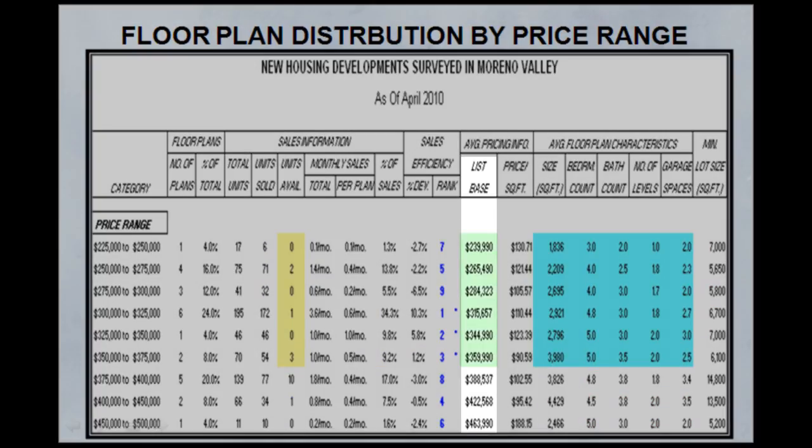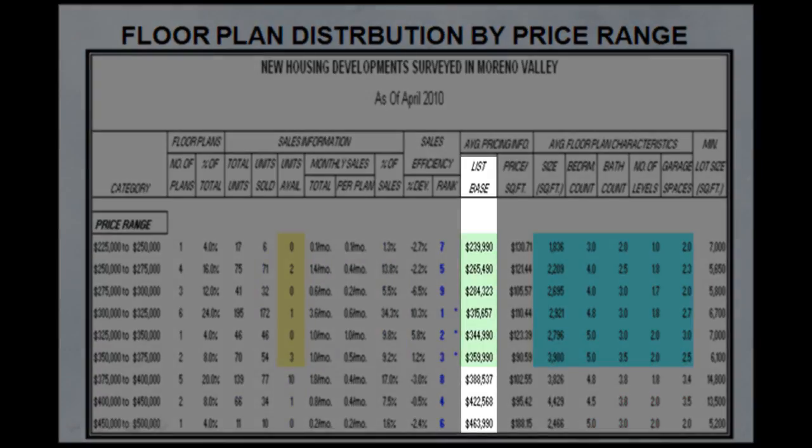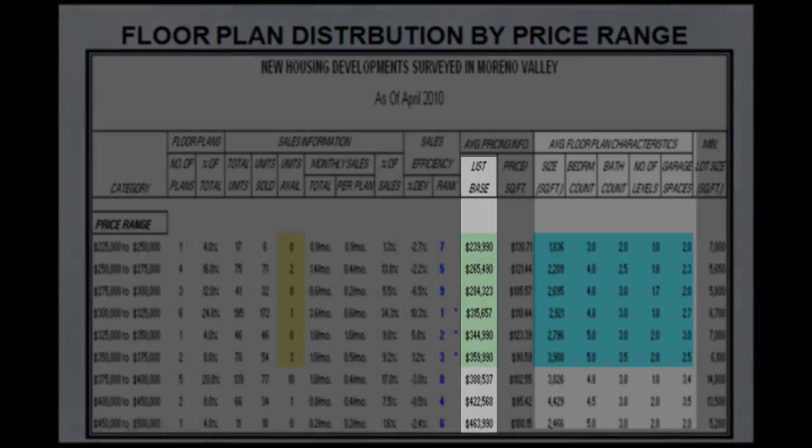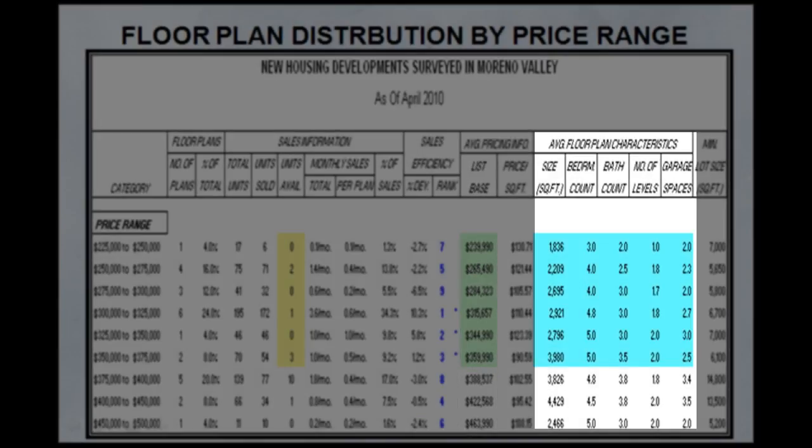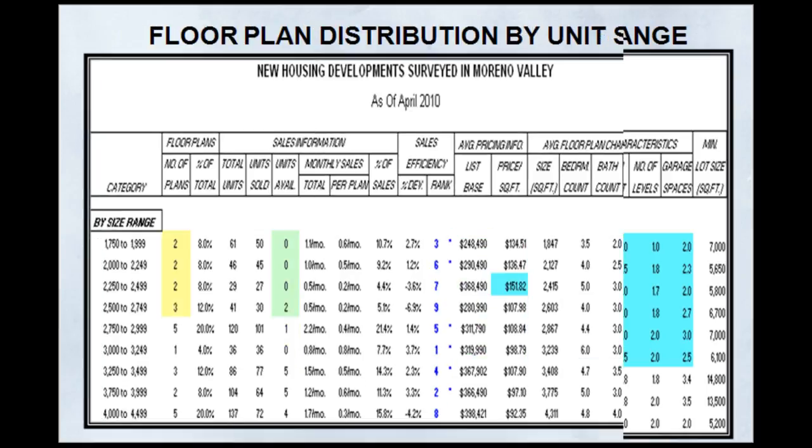Again, you can see in green is the list prices. Some of those numbers, 360, 340, that's really at the upper end of what this market can tolerate. And if you look in the blue, the characteristics of these homes, 3,980 square feet for the 350 to 375 price range, that's not consistent with the financial capabilities of this market. 300 to 325 with almost 3,000 square foot homes, very, very large for what we're talking about here.